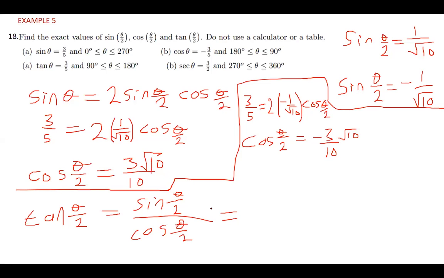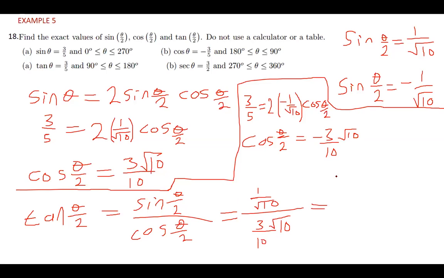Yeah, so for tan theta over 2, you put your sine theta over 2 on top there, which is 1 over the root of 10, and then everything divided by cos theta over 2, which is 3 over 10 root 10 this side. So here it's just a matter of simplifying. You simplify them and find the final answer.